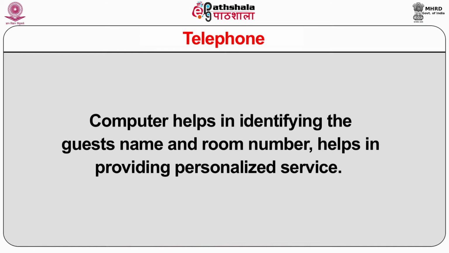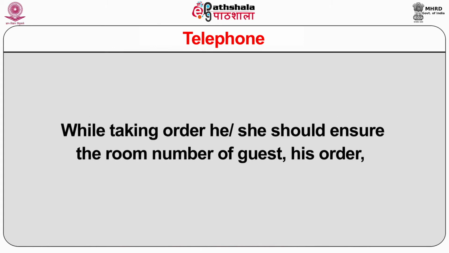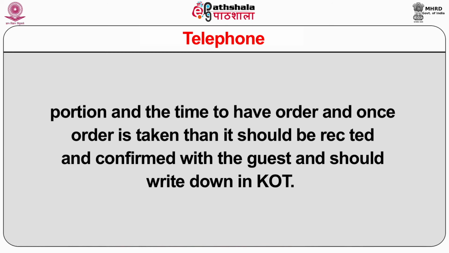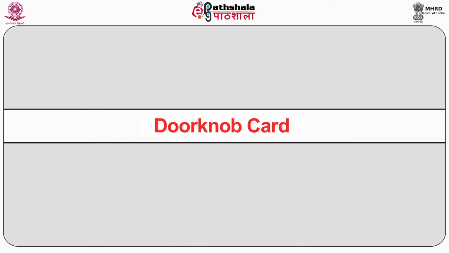Computer helps in identifying the guest name and room number, helping in providing personalized service. While taking the order, he or she should ensure the room number of the guest, his order, portion and the time to have the order, and once the order is taken, it should be read back and confirmed with the guest and written down in the KOT.